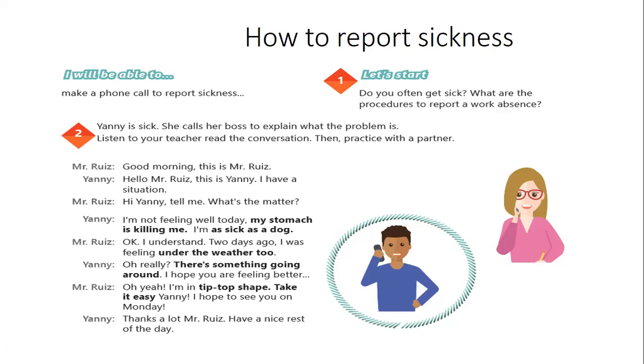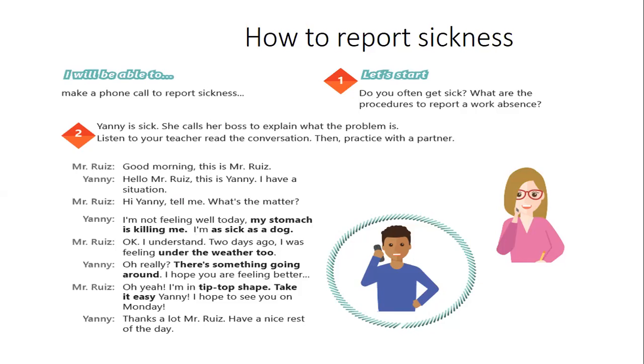Vean que aquí todo lo que está en bold, en negrita, son como idioms, right? En inglés se llaman idioms y aquí en español seríamos como dicho, ¿verdad? My stomach is killing me. Es como mi estómago me está matando. I'm sick as a dog. Me siento enfermo como un perro. I was feeling under the weather too. Es como me sentía también como lloviendo sobre mojado, decimos aquí, ¿verdad? O estaba yo en las mismas, ¿verdad?